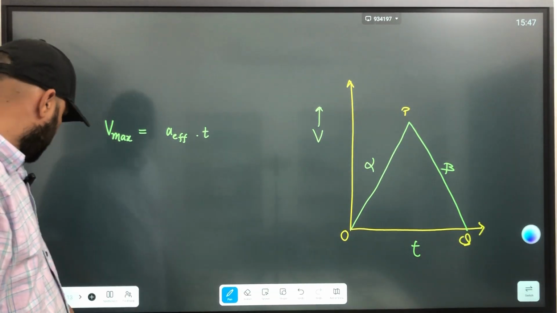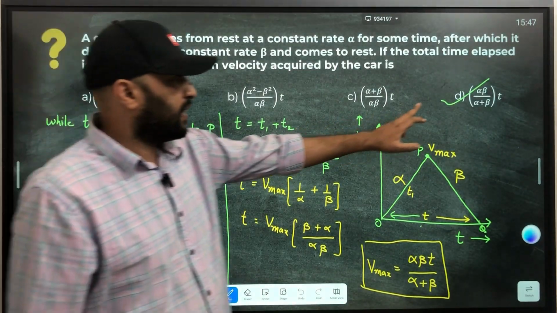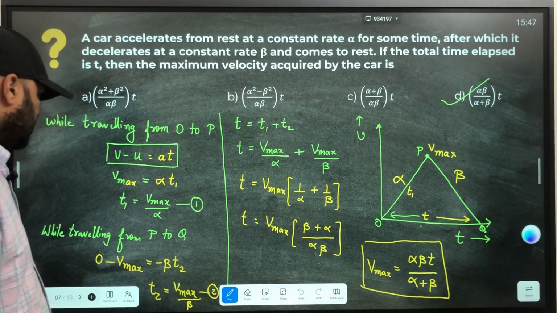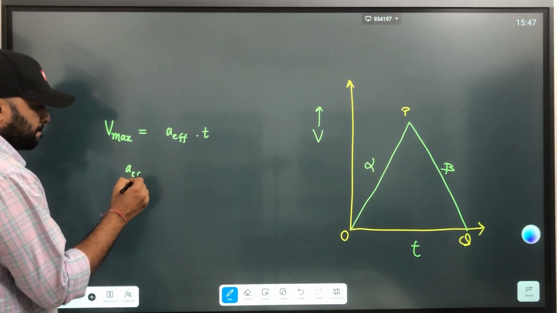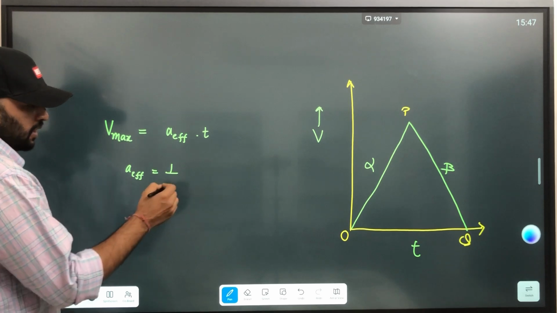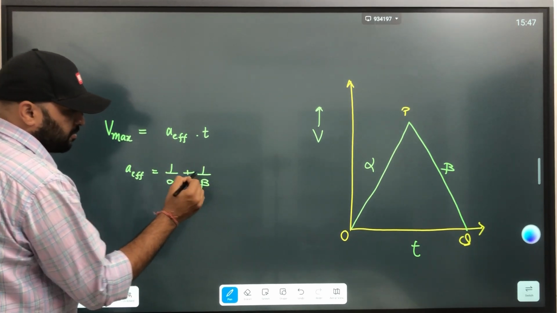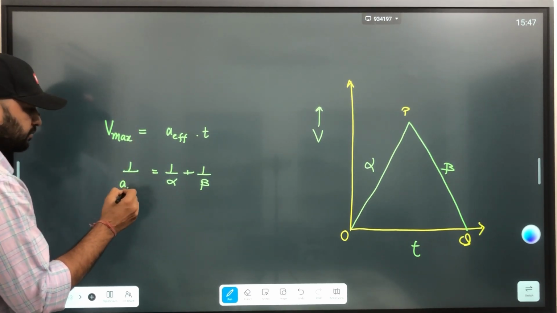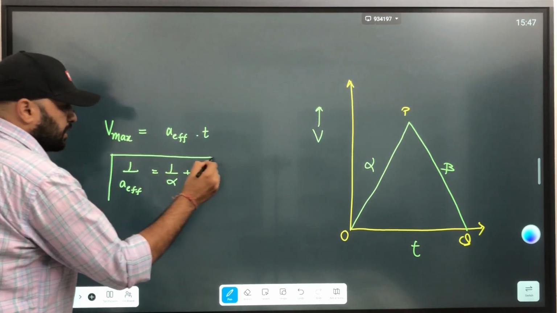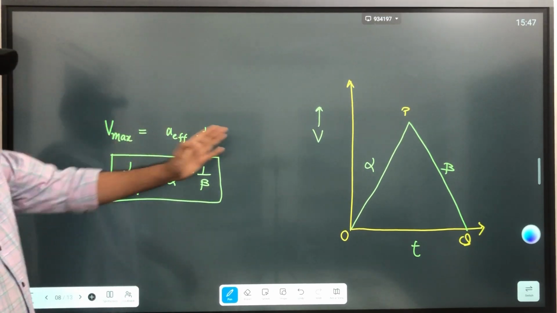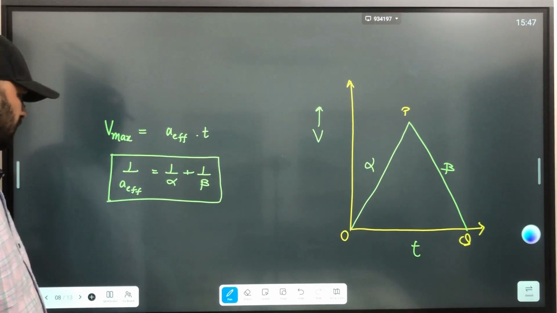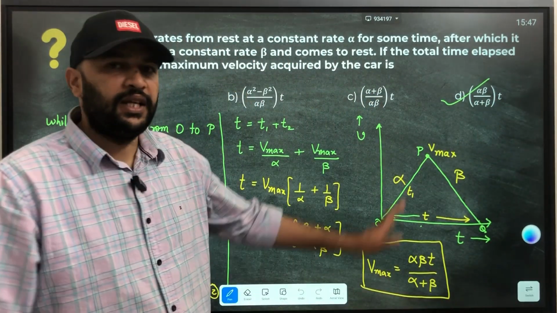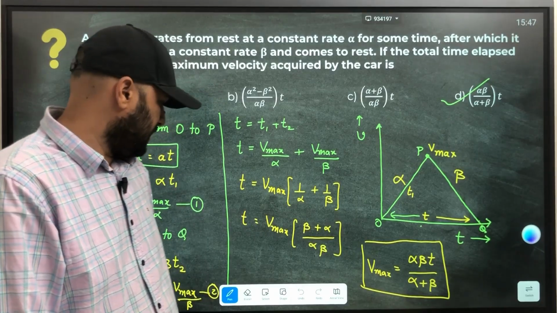What is A effective? Effective acceleration. So what is A effective here? 1 by A effective is 1 by alpha plus 1 by beta. Okay, you can substitute straight away in this relation and for such a kind of problem you can directly write alpha beta upon alpha plus beta into t. That will give you the maximum velocity in this case. Clear? I hope this is clear.